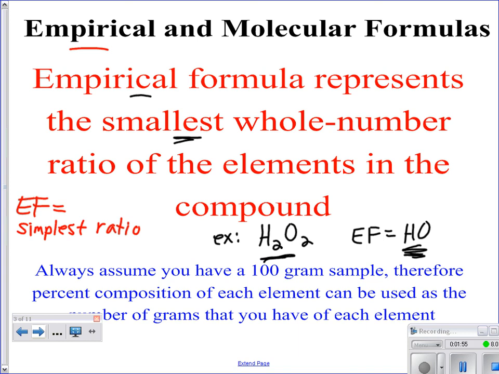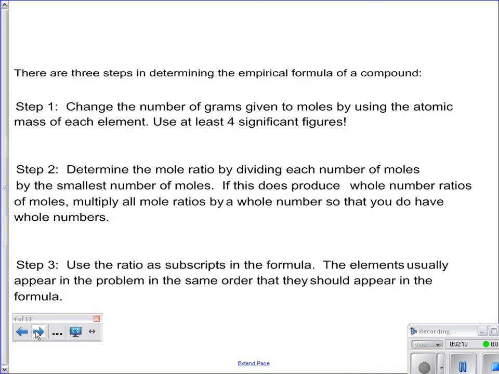So now when we go through these calculations, you're going to see that sometimes you're told percent composition. If you ever start with percent, then you need to assume that you're starting with a 100-gram sample, and those percentages are actually going to be the grams that are given to you.